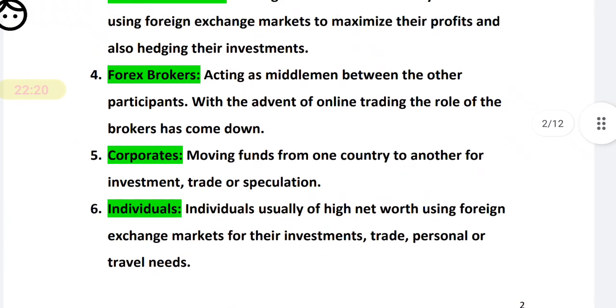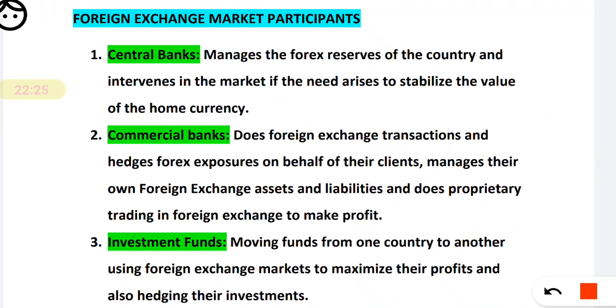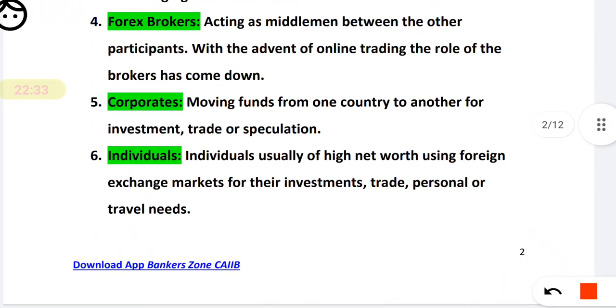So we have discussed what the foreign exchange market participants are: the central bank, that is the main bank, RBI for India, commercial banks, investment funds, forex brokers, corporates and individuals. These are the main participants in forex.